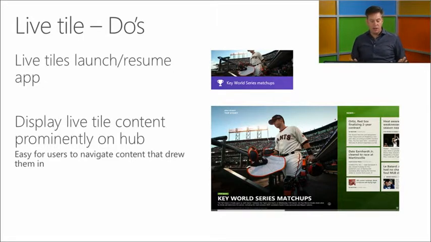try to display live tile content prominently in the hub. So again, when there's information on the tile and I open up the app and that information isn't there, I'm confused as a user and I will probably not use the app or switch off the live tile. So make sure that that content is shown there as fast as possible so the user can find it again and see more information.